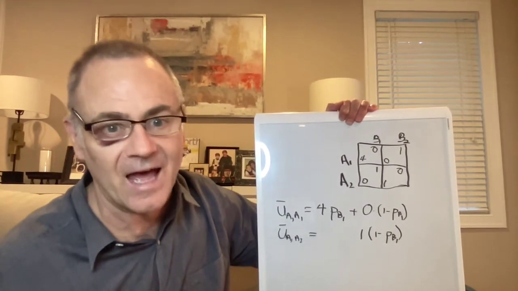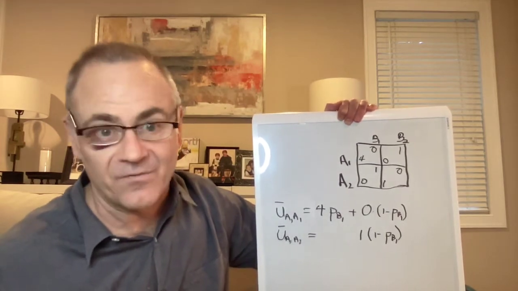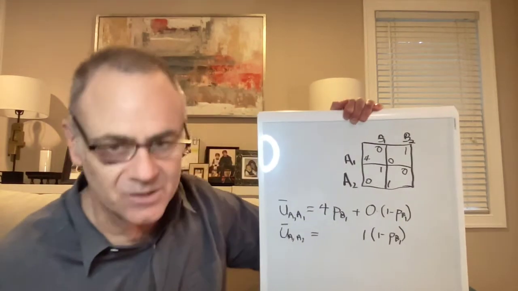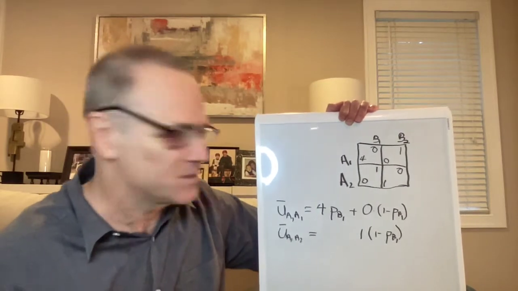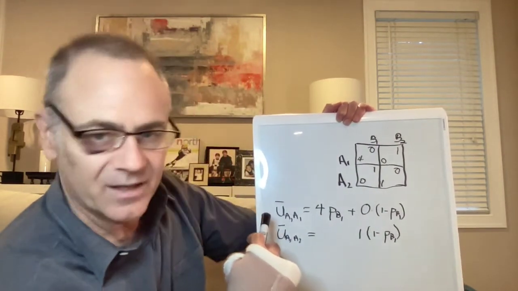So if we can find the P's that do that, we've found an equilibrium. Okay, we'll get to the sigmas in a second. For now, let's look at the seen utility.